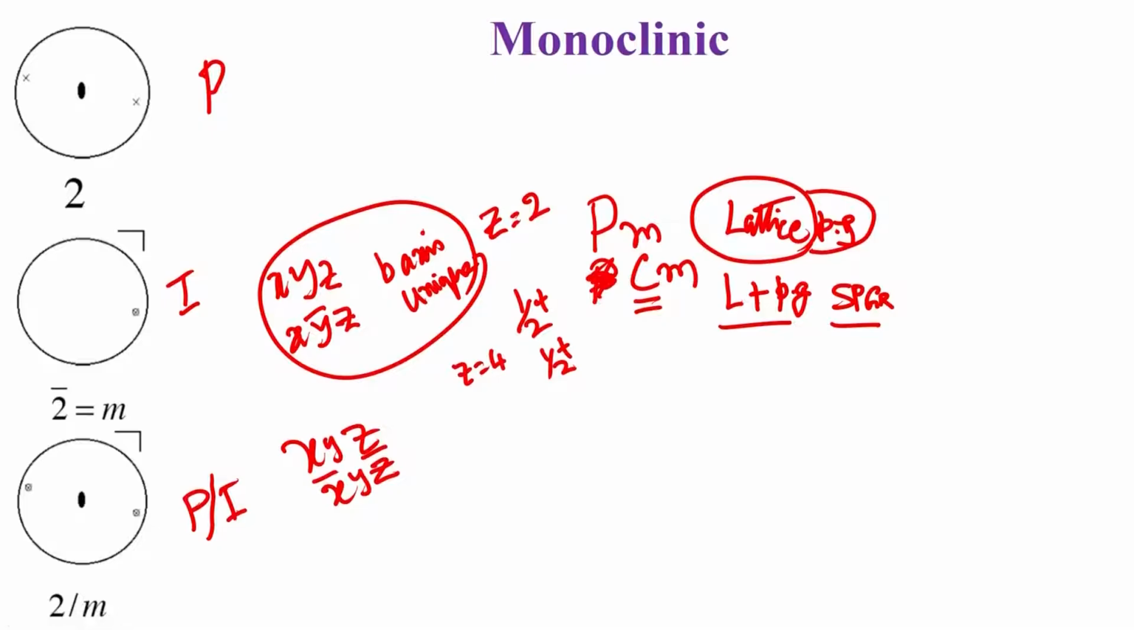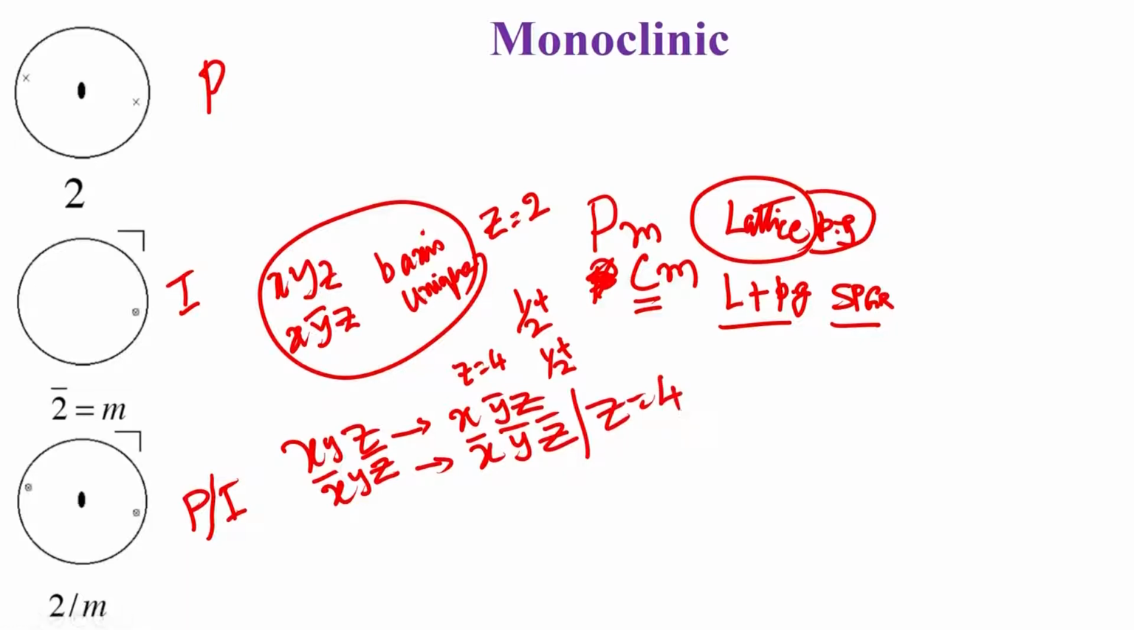Now, these two equivalent points will now see the mirror which is perpendicular to the two-fold axis, the improper axis. So, x y z will carry over to x y bar z, and this one which is x bar y z bar will carry over to its mirror reflection which is x bar y bar z bar. So, therefore, the value of z now is equal to 4.